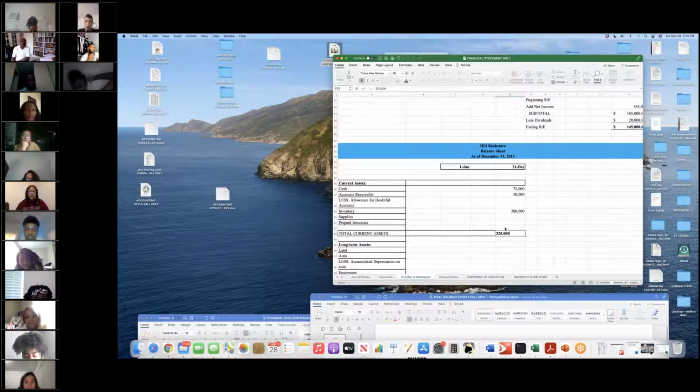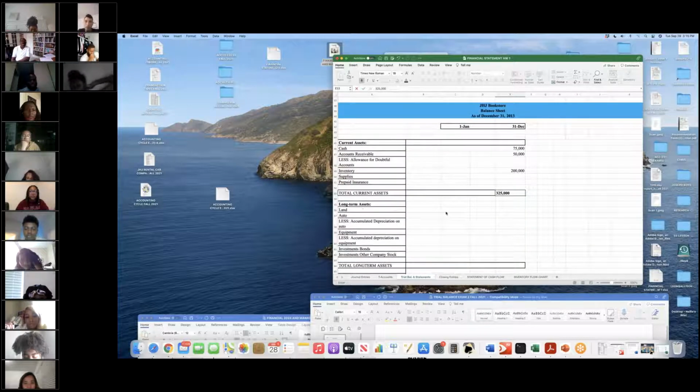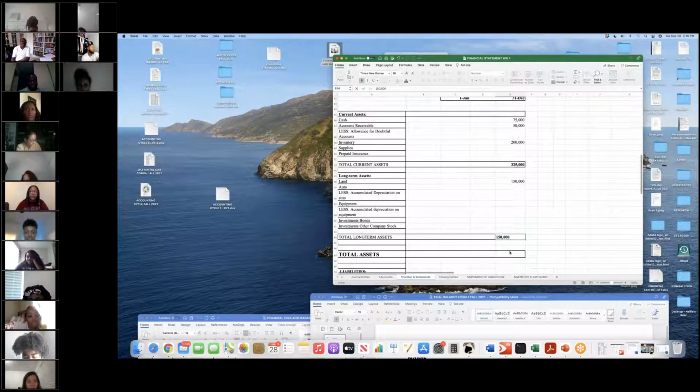Then we have one non-current asset, land. How much is in the land account? 150,000. So what's our total long-term assets? 150. So what are our total assets? 475,000.